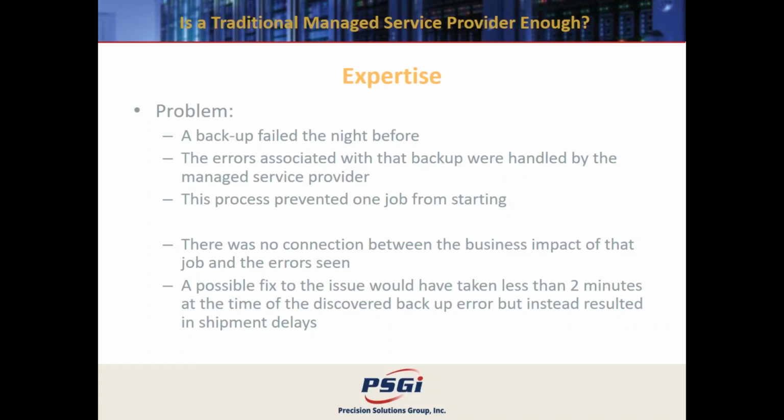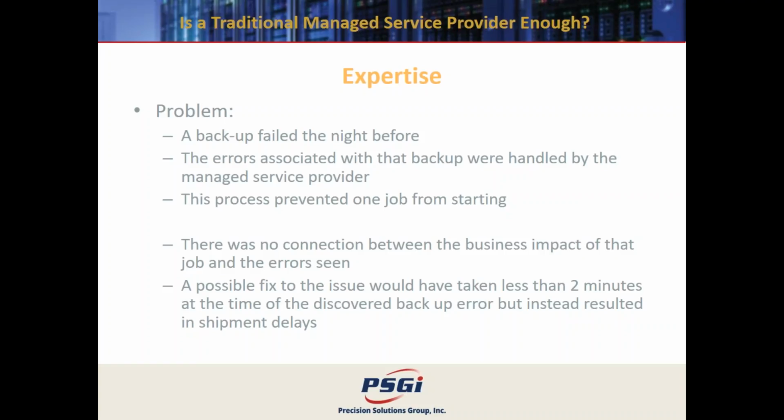The problem was actually on the MSP side of the fence, not to pick on them, but a backup had failed the previous night. The MSP had seen that there was a problem. They saw the errors related to the backup issue, handled the errors, and went about their business, completing the backup in what appeared to be a perfectly accomplished manner. But what the MSP never considered was that the business applications might have been impacted. Because the backup had halted another process in addition to the backup process, the shipping documents also failed to start.